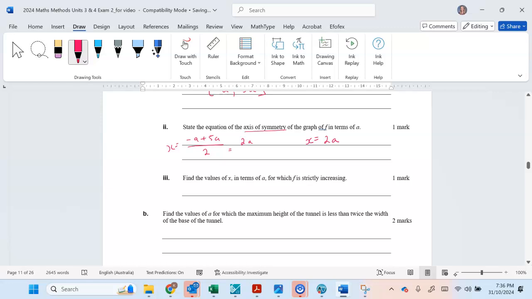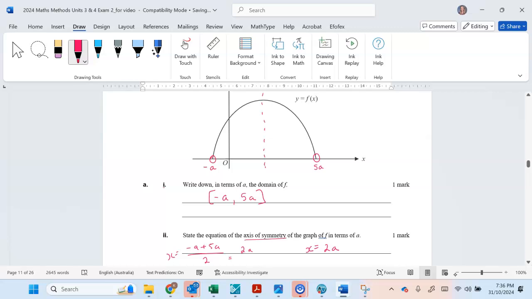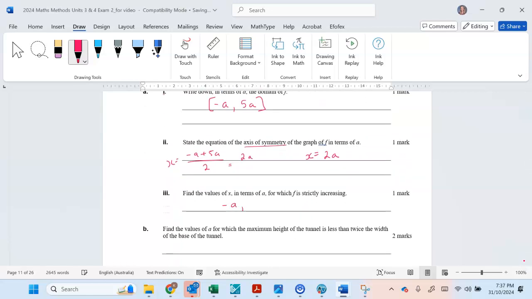Stay hydrated. All right, find the values of x in terms of A for which f is strictly increasing. So it's strictly increasing from negative A to our turning point there. From negative A to 2A, let me scroll down. Negative A to 2A, and those values are included as well, so we need square brackets.